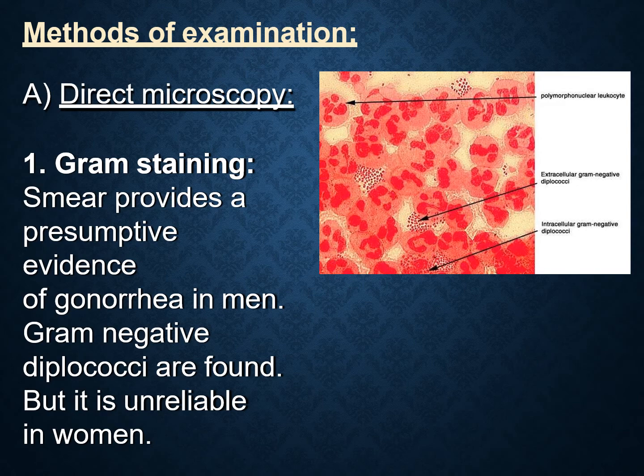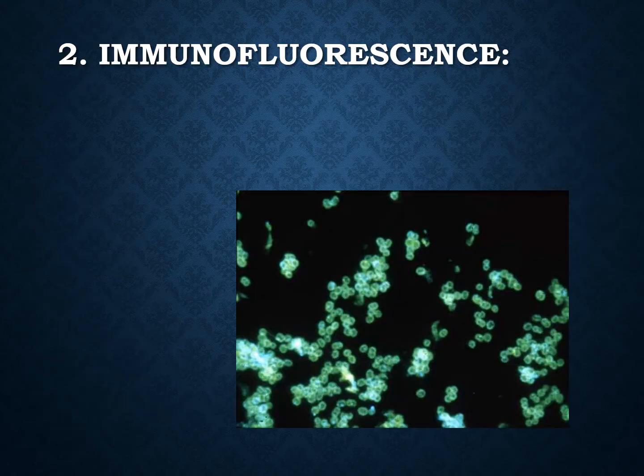The first thing is direct microscopy, and this will help you in the case of male patients. Gram staining here provides presumptive evidence of gonorrhea in men. The gram-negative diplococci are found, whereas this gram staining procedure is unreliable in women. Another method is immunofluorescence. Here a fluorescent dye can be used to stain the bacteria.